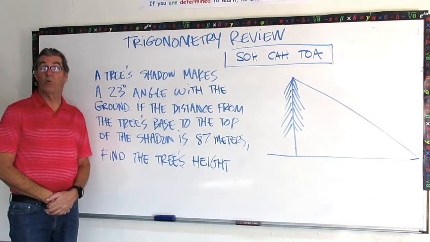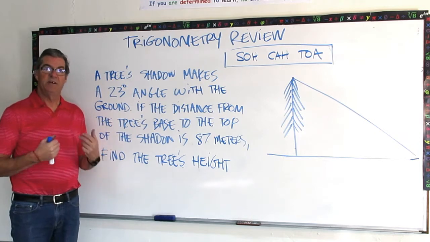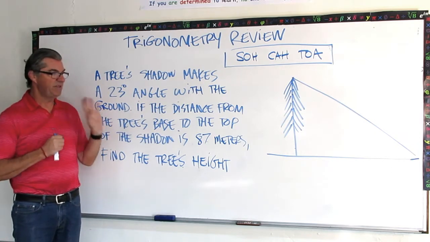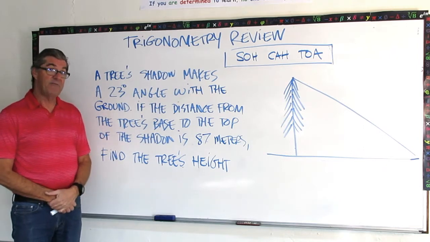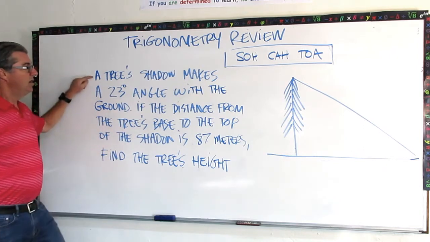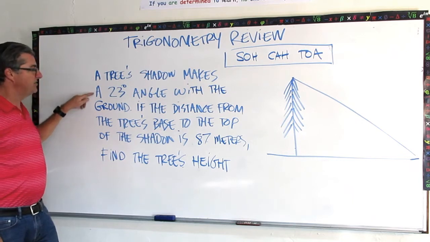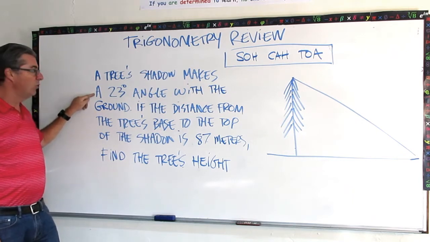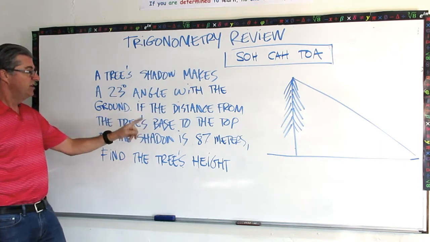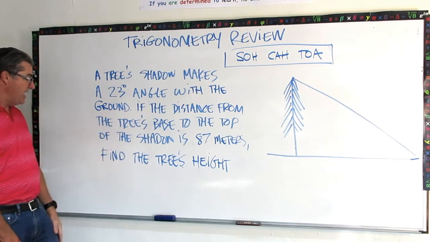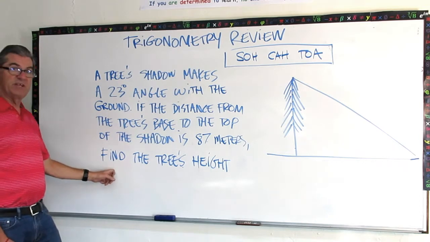Okay, let's do one word problem using trigonometry. This will help you cement your ability to think critically about a situation and use trigonometry to find what they're after. Okay, so let's read this carefully. A tree's shadow makes a 23-degree angle with the ground. If the distance from the tree's base to the top of the shadow is 87 meters, find the tree's height.